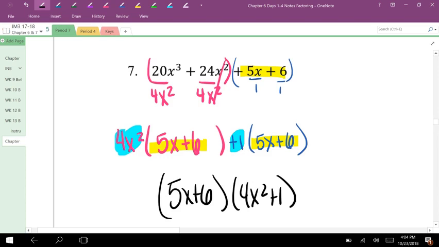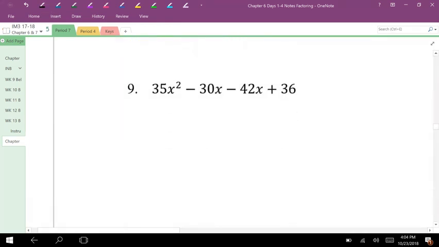Okay, the last one we are going to do is number 9. We're going to, again, group the first two, and we're going to group the second two. And here's where it is super important that you include that minus sign with the 42.